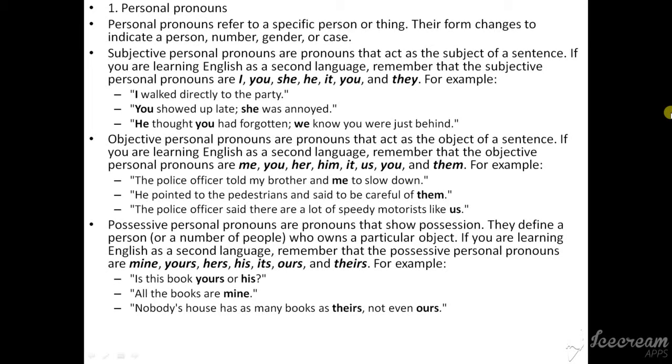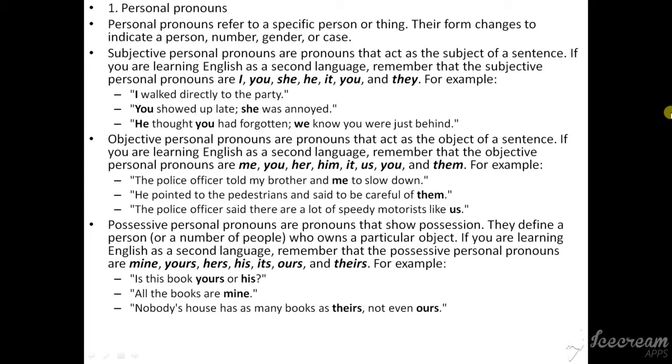For example, the police officer told my brother and me to slow down. He pointed to the pedestrians and said to be careful of them. The police officer said there are a lot of speedy motorists like us.